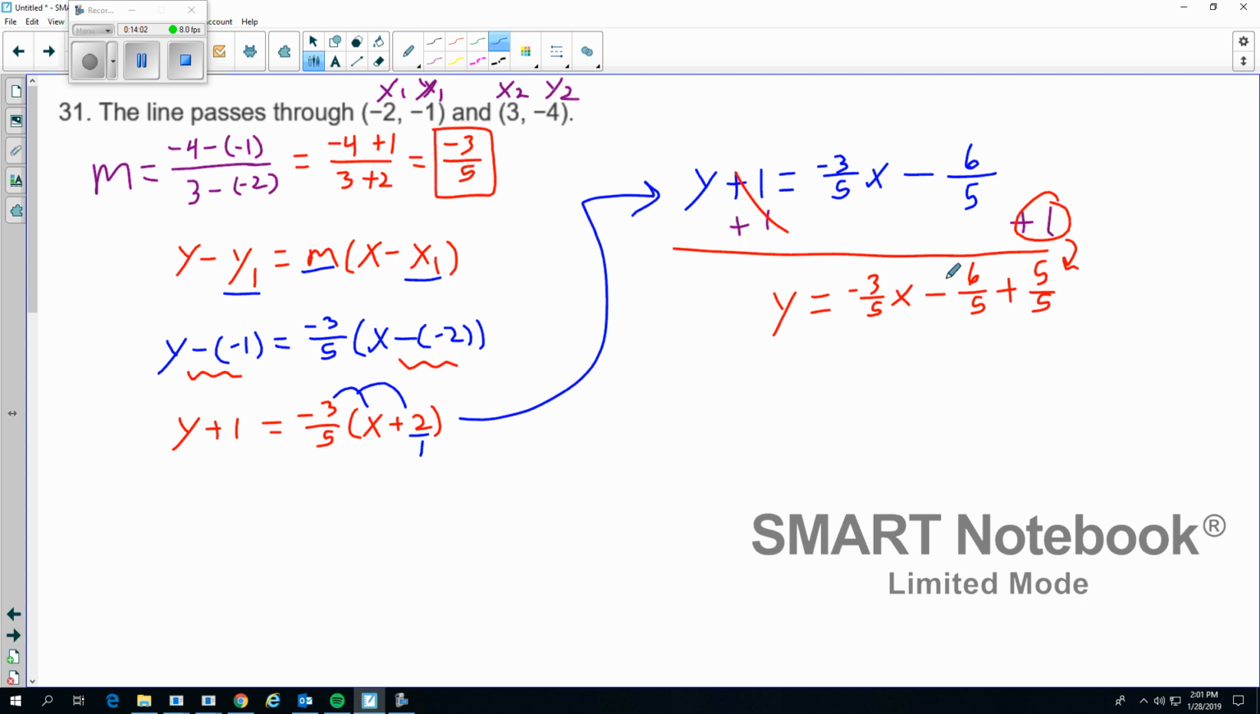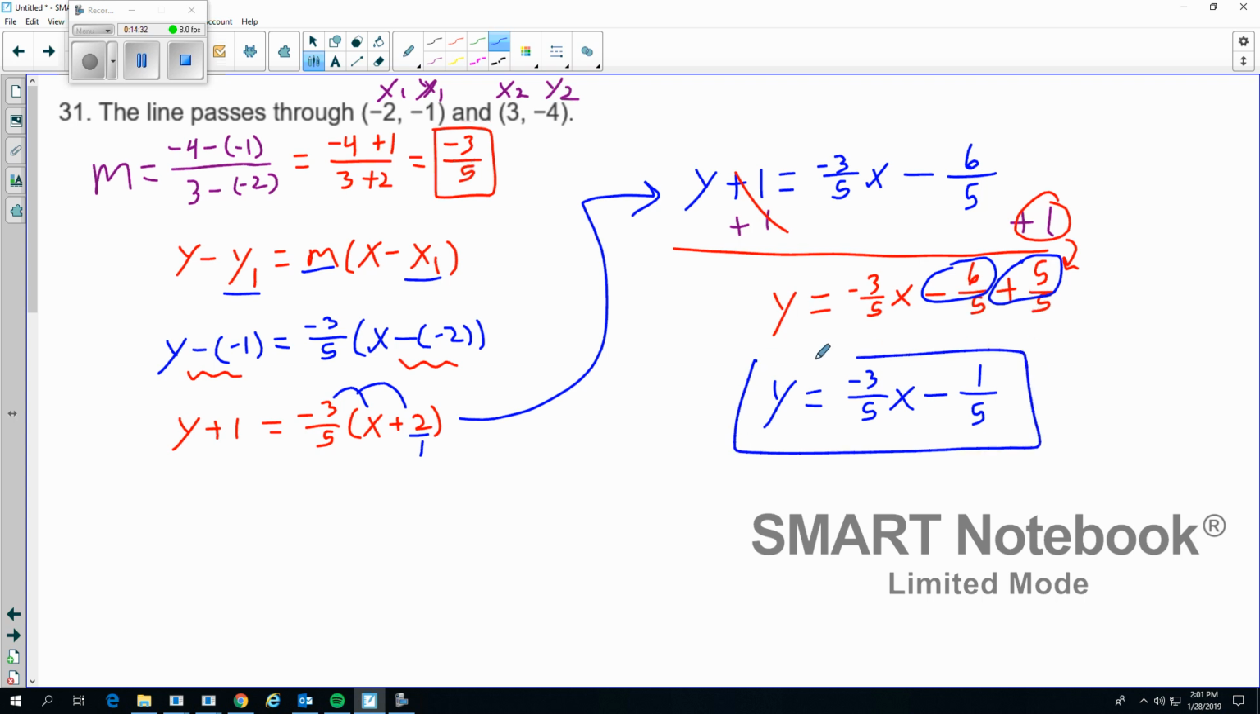Okay, so now you got to be careful. You're going to add these together. So you have a minus 6/5 and a plus 5/5. So you really just focus on the numerator. Since the denominators are the same, just do this operation right here. So we're going to end up with y equals -3/5 x. So -6 plus 5 will take you to a -1. So it's going to be a -1 and then all over 5 right there. And there you go.